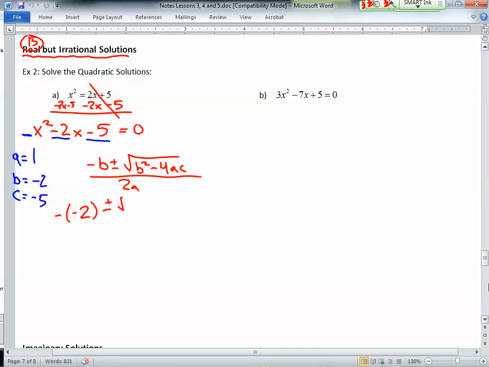Plus or minus the square root of B squared. Now this is super important. This always trips people up. My B value is a negative, which means I need to put it in parentheses before I square it, so that I get a positive value when I square it. If you don't do that, you're going to get it wrong. So I have a negative 2 in parentheses squared, minus 4 times 1 times negative 5, and all of that is being divided by 2 times 1.